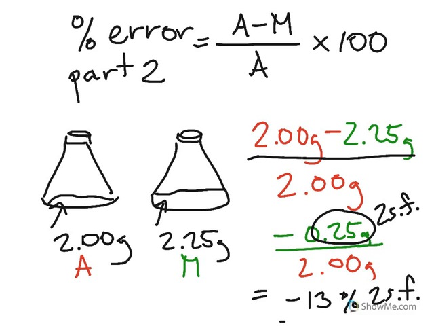Now let's take a look at our value. What does the negative 13% tell us about our experiment? Well, negative 13% tells me that our measured value ended up becoming greater than our accepted value. So whatever we got at the end of our experiment, we ended up with more than we were supposed to get. Now, how is this possible? How is it possible that we would get a greater measured value than our accepted value?